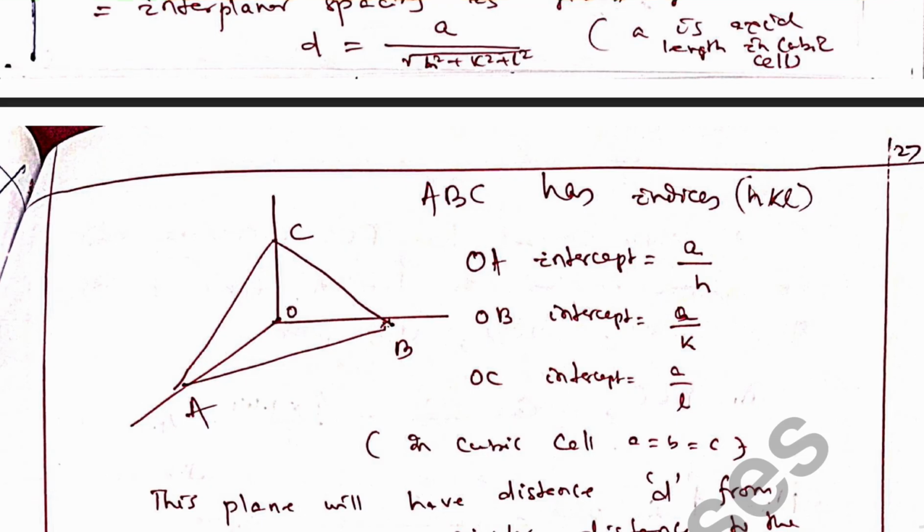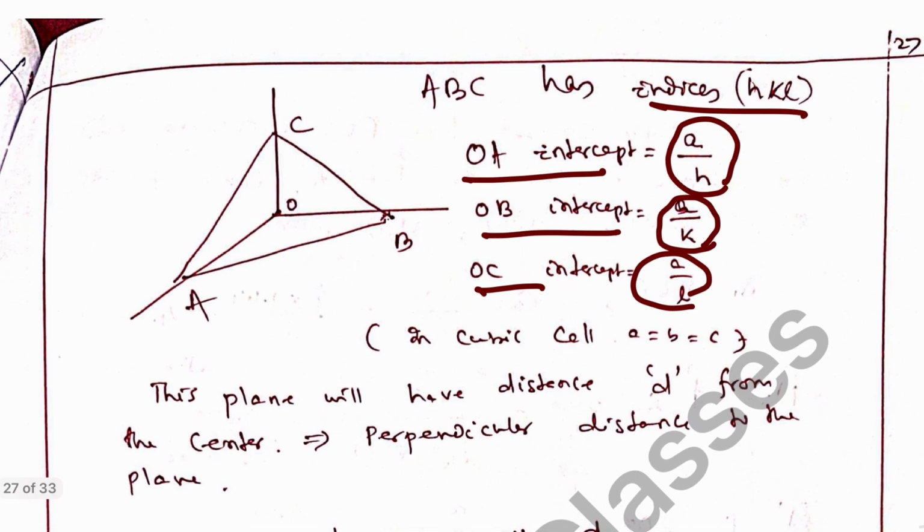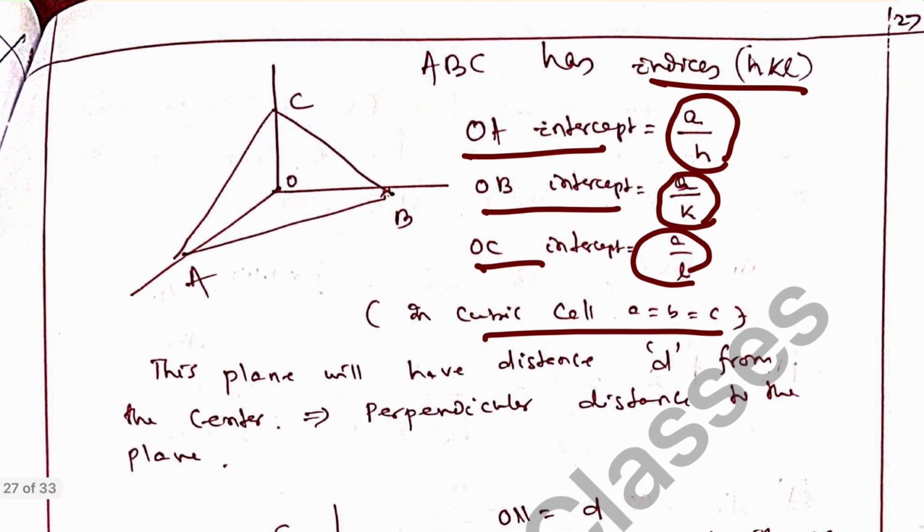Let us say ABC is the phase, it has indices HKL. So OA intercept will be equal to A by H. OB intercept will be B by K. If it is cubic cell, then A by H, A by K, and OC will be A by L. So cubic cell A is equal to B is equal to C. Otherwise it would have been A by H, B by K, C by L.